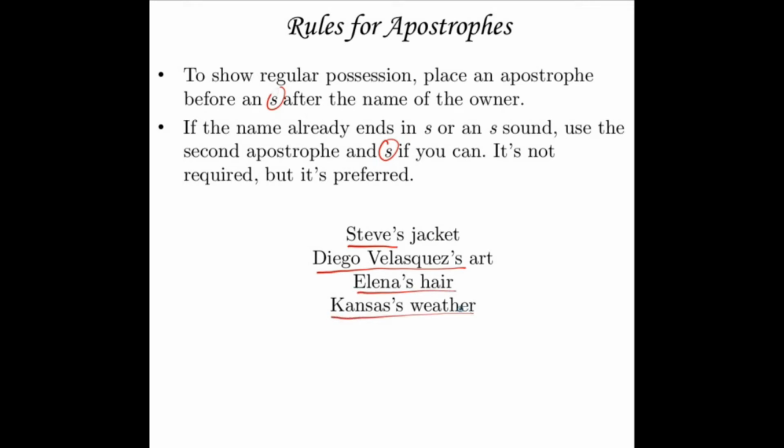Now, some people would write Kansas's, in the case of the weather, as K-A-N-S-A-S apostrophe, and they would leave off the final S. This is considered more informal than the way I've done it here with the apostrophe S, and I would encourage you to stick with the apostrophe S wherever reasonably possible.